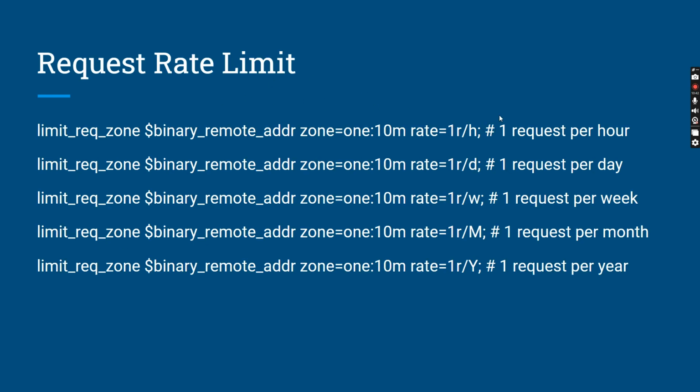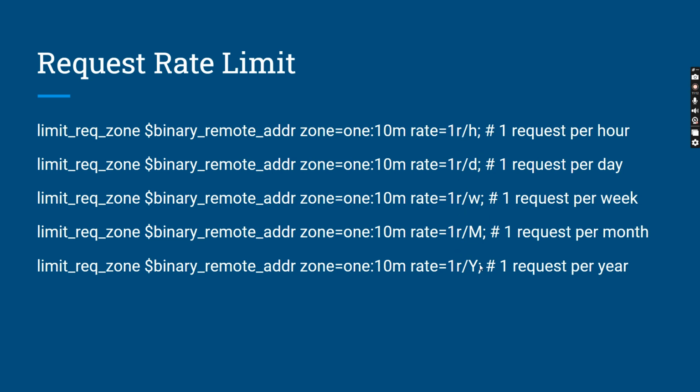Okay, so as I explained, the request can be defined in request per second, request per minute, request per hour. Here I have explained per H means per hour, per day, per week, per month, per year. Similarly, R per S is request per second, and R per M, with a small letter m, defines request per minute. So you don't have to do too much calculation.